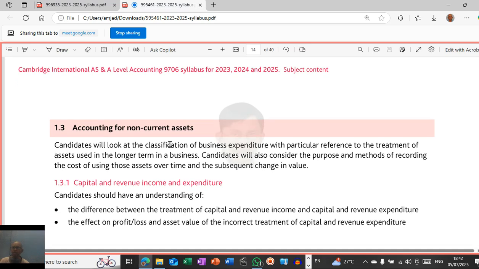Accounting for non-current assets. Candidates will look at the classification of business expenditure, with particular reference to the treatment of assets within the longer form in business. Candidates will also consider the purpose and methods of recording the cost of using these assets over time and the subsequent change in value. They should have an understanding of the difference between the treatment of capital and revenue income and capital and revenue expenditure, and the effect on profit or loss and asset value of incorrect treatment of capital and revenue expenditure. So very important aspect. You'll be learning all this in AS level.